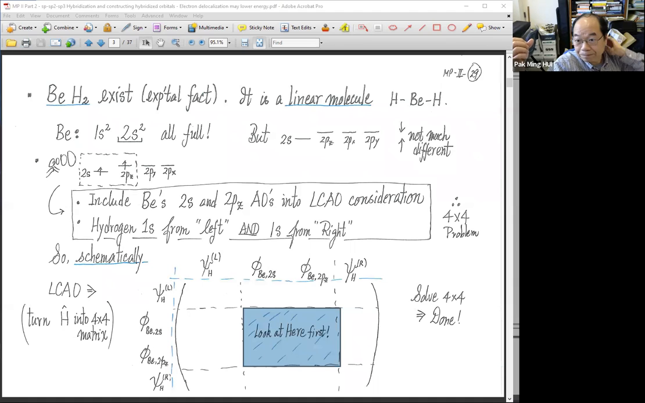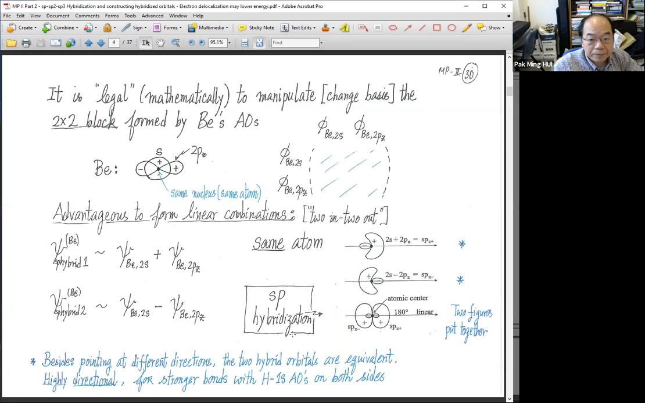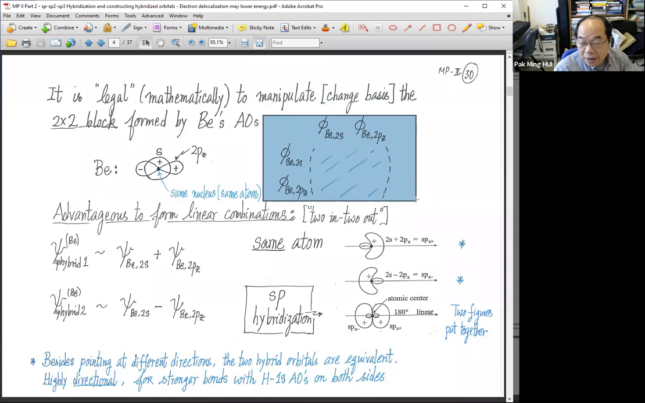Any questions? Okay. Now, if not, then let's look into this 2x2 thing. All right. This little part shaded. So this is the part I'm now looking into. It is beryllium 2s, beryllium 2pz. Again, I would like you to remember, they come from one atom, beryllium.